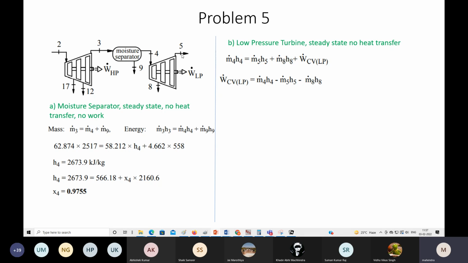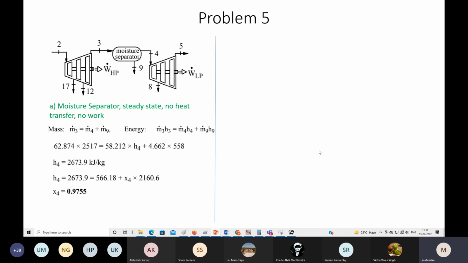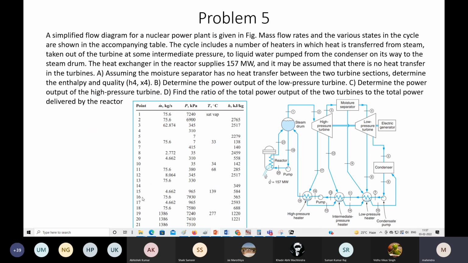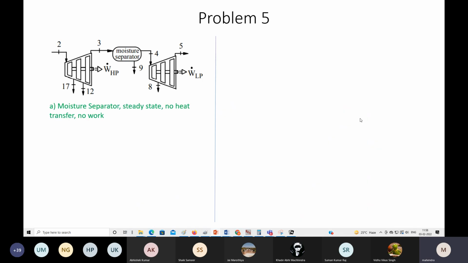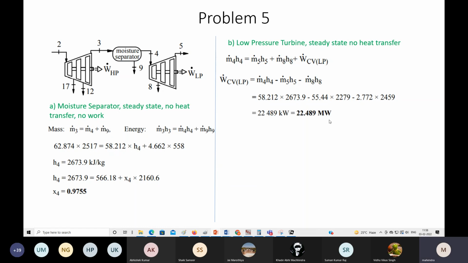Inlet enthalpy equals outlet enthalpies plus work output. That is the energy balance equation over here. Then H4 we know, we have just calculated. H5 and H8 we can get from the table itself. We need not go to the data tables actually; in the problem itself they have given H5 and H8. H5 is given over here, and H8 is given over here. Then we are calculating our work. Simply this is the work.